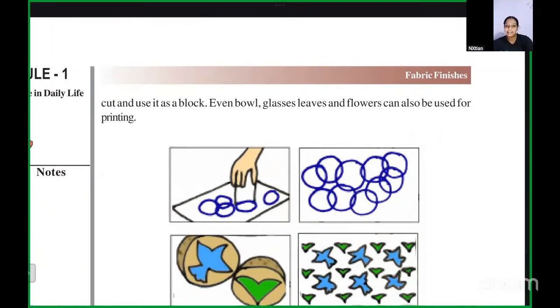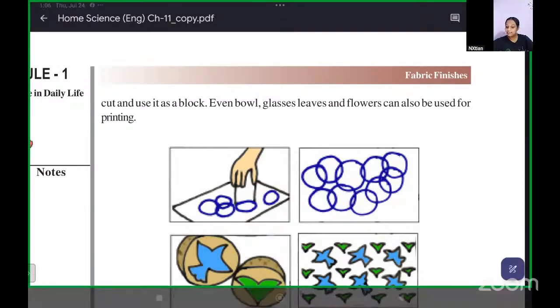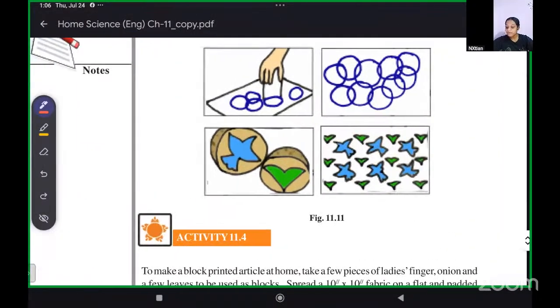If you've done the activity where kids in art class are told to bring one ladyfinger, one onion, and then they are taught to take paint in a palette, dip the ladyfinger in it, cut the top part of it, it will have a small flower-like design, like this. So it is dipped in paint from the palette and then stamped on the paper.